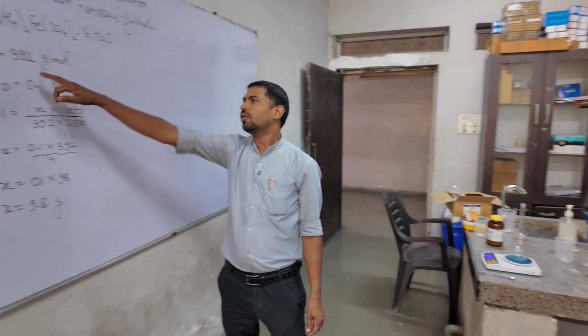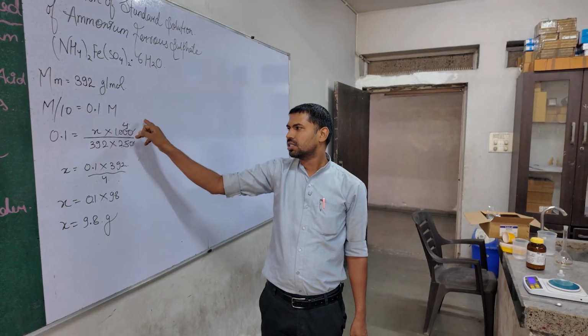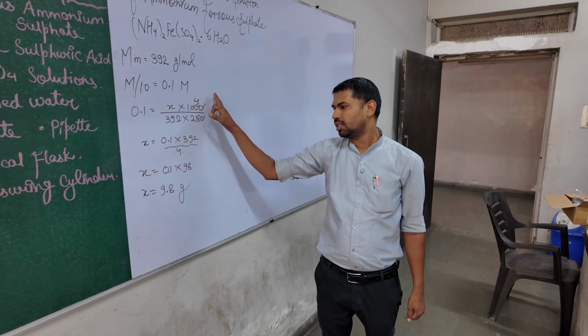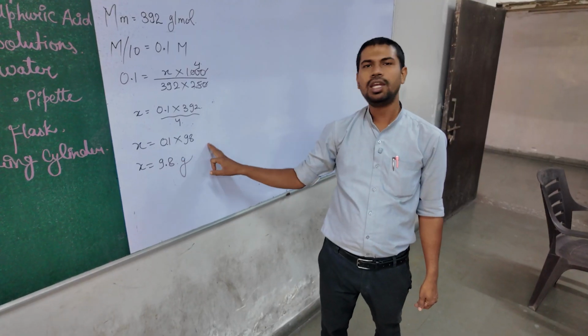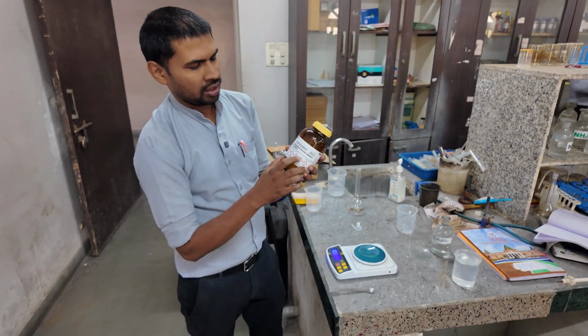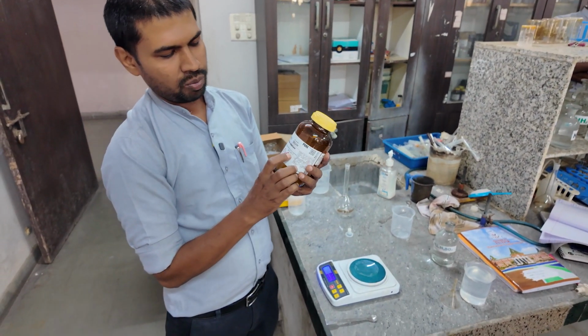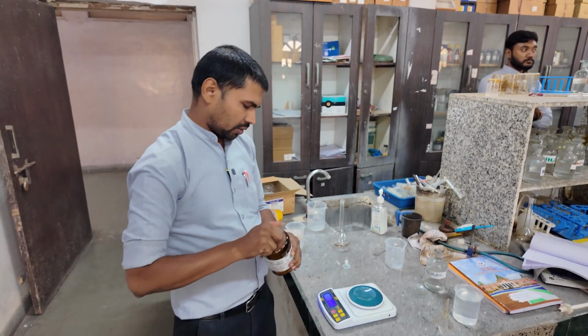So for the preparation of the M/10 solution, the calculation is as per 0.1 into X. After the calculation we will get the mass of ferrous ammonium sulfate required is 9.8 gram. So let's weigh it. You can see, students, the molar mass of ferrous ammonium sulfate is 392 gram per mole.